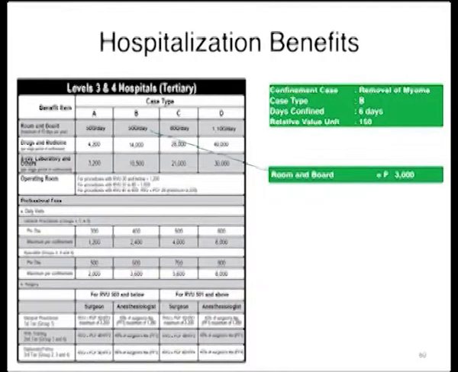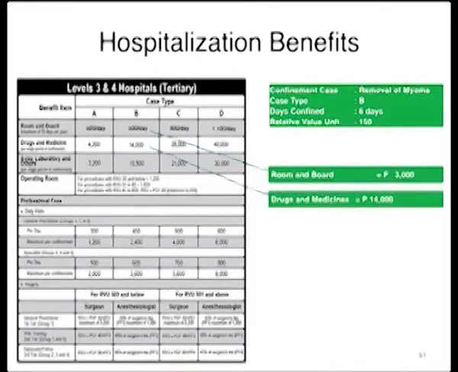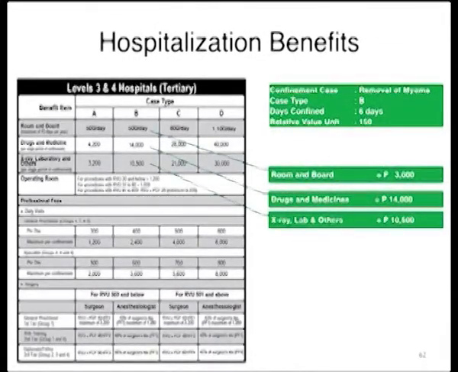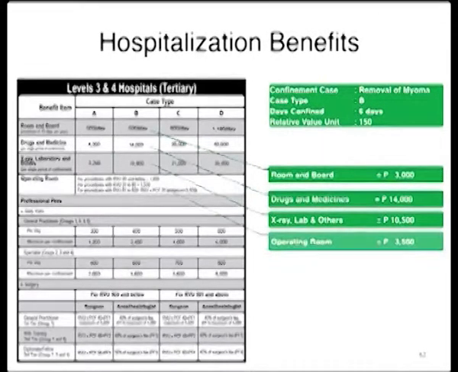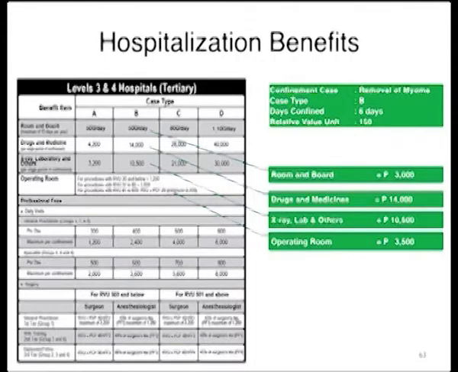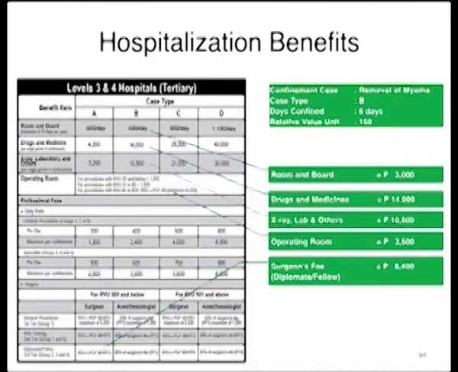For room and board, allowance is 500 per day or 3,000. For drugs and medicines, the maximum benefit allowance is 14,000 pesos. For X-ray, laboratories, and other supplies, the allowance is 10,500 pesos. An operation with a relative value unit of 150 was done, so a benefit allowance for the operating room is 3,500 pesos. For the professional fee of the gynecologist who is in level 2, 3, and 4, the benefit allowance is relative value unit times 56 or 150 times 56, which equals to 8,400 pesos.